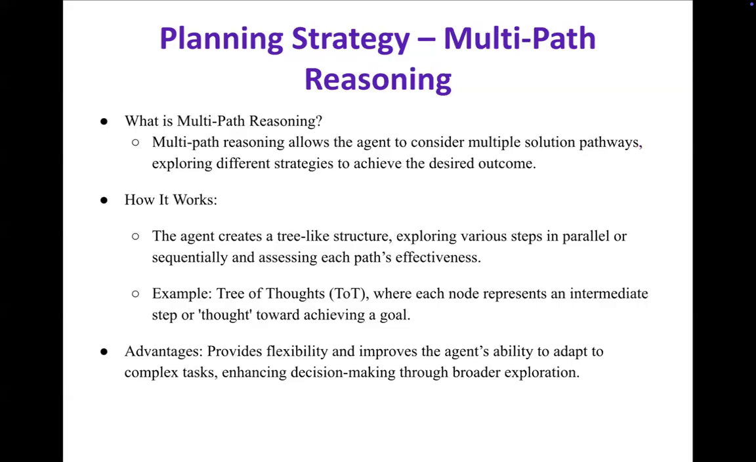The other planning strategy is multi-path reasoning, which allows the agent to consider multiple solution pathways, and it essentially explores different strategies to achieve a desired outcome. So basically, it works by the agent creating a tree-like structure, which explores various steps in parallel or sequentially, and it rates each path's effectiveness. An example of this would be tree of thoughts, where each node represents an intermediate step or thought toward achieving a goal.